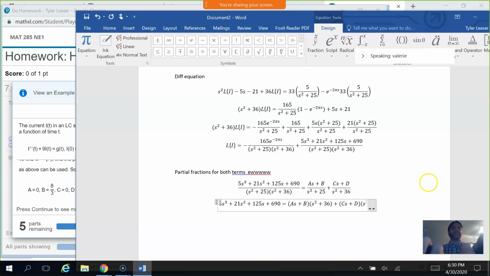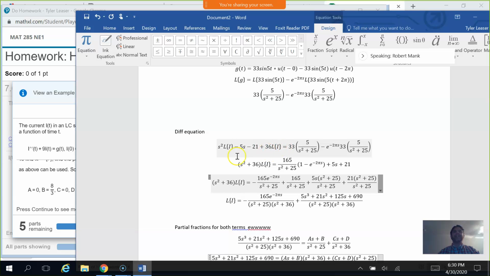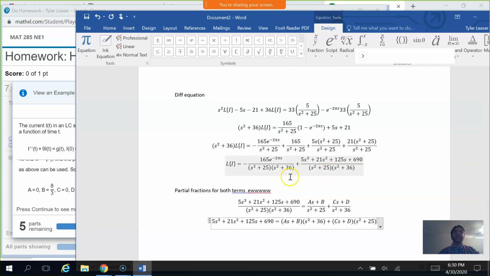Times the s squared plus 25. So where did the s squared plus 36 come from? S squared plus 36 came from the left-hand side of the equation. And from up top here, that was just combining the two terms that had the Laplace in it. So we divided it over.